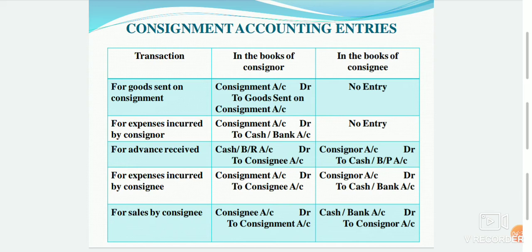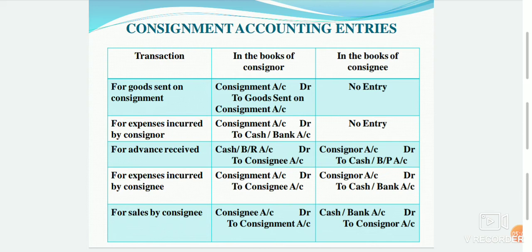When a bill is drawn by the consignor on the consignee and the consignee accepts the bill, the entries are: in the consignor's book, consignment account debit to cash or bills receivable account; in the consignee's book, consignor account debit to cash or bills payable account. Then for expenses incurred by the consignee, the entry in the consignor's book is consignment account debit to consignee account; in the consignee's book, consignor account debit to cash or bank account.